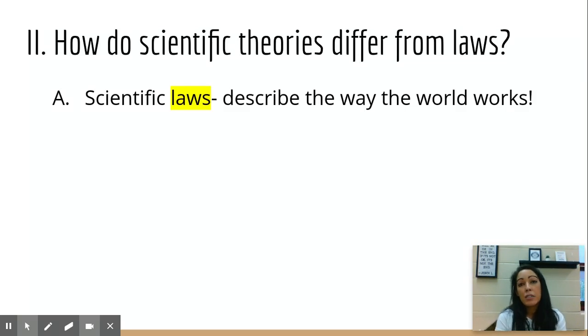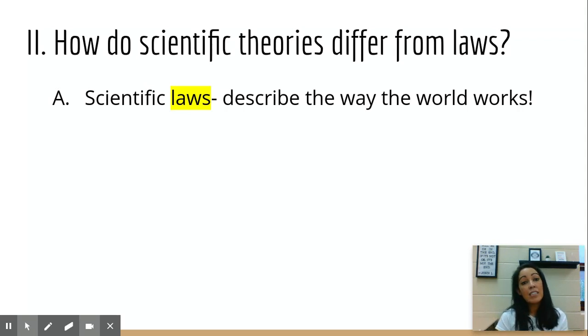So something else that's really important to know, and we'll rehash this throughout this year, is the difference between theory and law. Theories and laws in science are a little bit different from theory and law in everyday language. In everyday language, a law is just a rule that you have to follow, and if you break it, you might get in trouble.